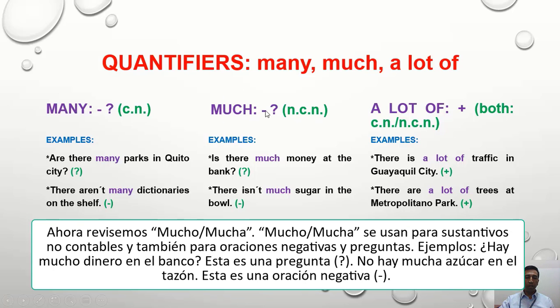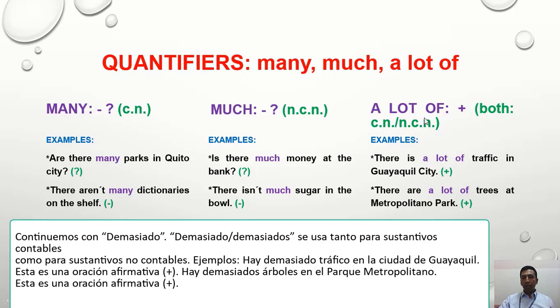Now let's study about the use of much. This is used with negatives and questions, and they are used with non-countable nouns. Examples: is there much money at the bank? There isn't much sugar in the bowl. This is negative. The use of a lot of. It's used with both countable nouns and non-countable nouns. Examples: there is a lot of traffic in Guayaquil City. This is positive. There are a lot of trees at Metropolitano Park. Positive.